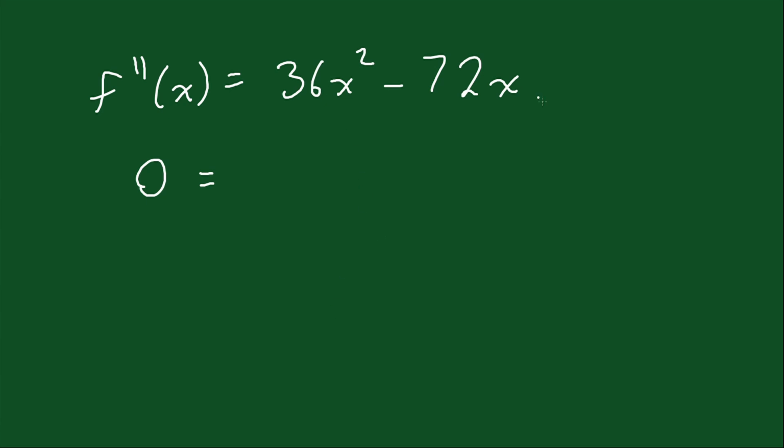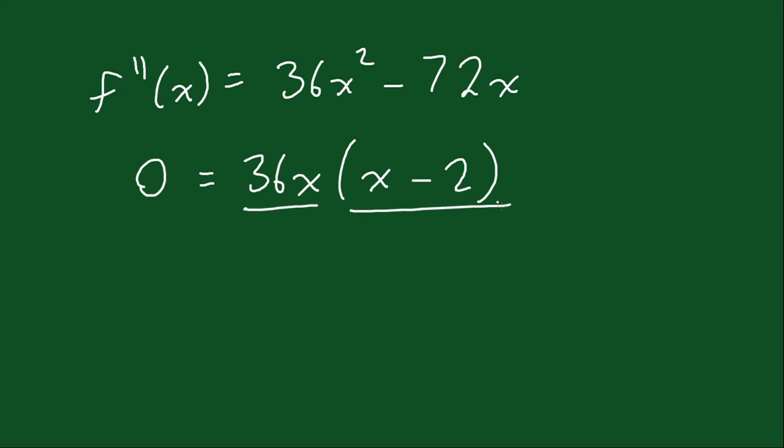So let's solve for x here. You could factor this. You could factor out a 36x, and you'd be left with x minus 2. From there you could say, okay, either this equals 0 or this equals 0.